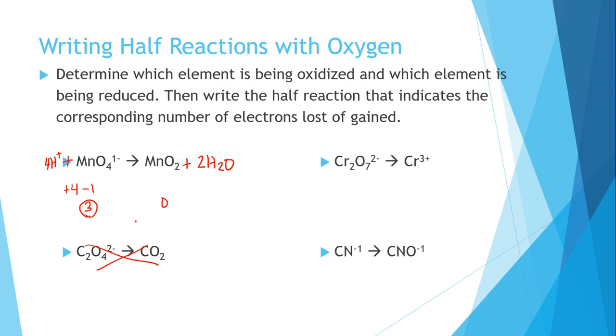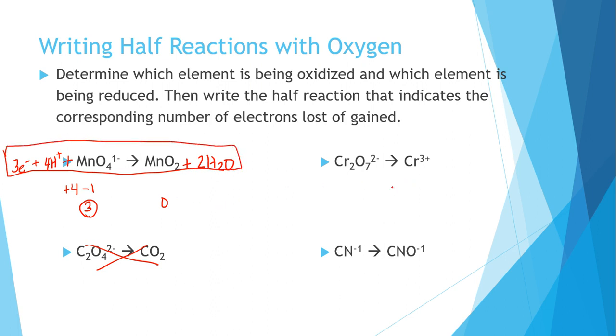Then what we need to do is we need to make sure we get our most positive down. So my most positive side is this one. So to get from 3 to 0, we're actually going to add 3 electrons over here. So this is my final one.